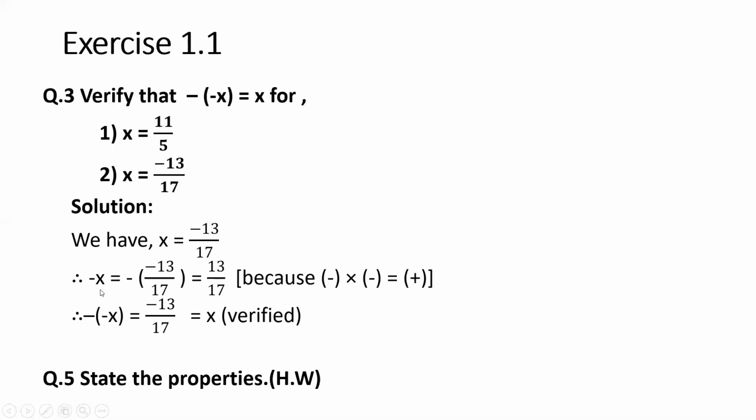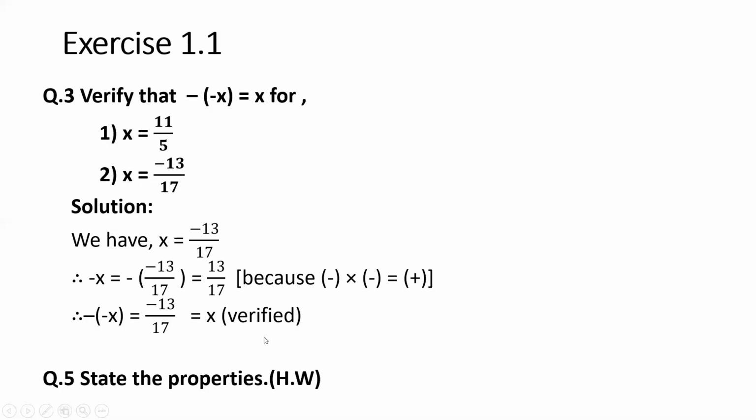Next, this minus x we have solved that it is 13 upon 17. Now we have to find out minus or negative of minus x. So again, when we will put negative sign with 13 upon 17, it will become minus 13 upon 17. But minus 13 upon 17 is the value of x. So our result is verified.